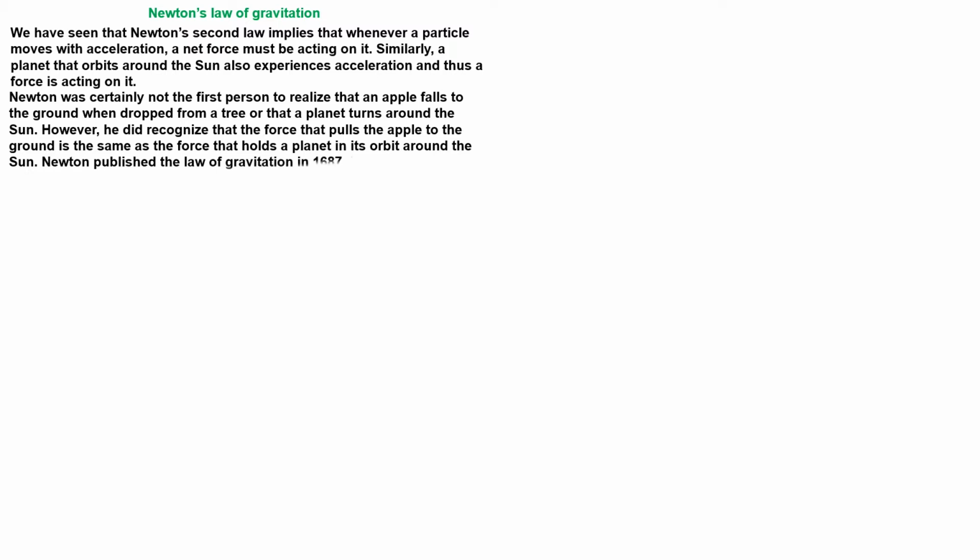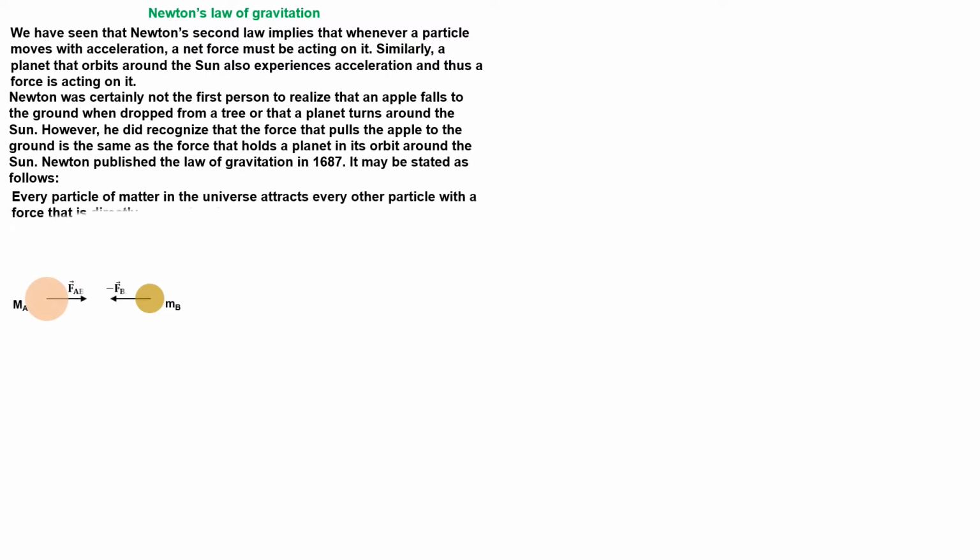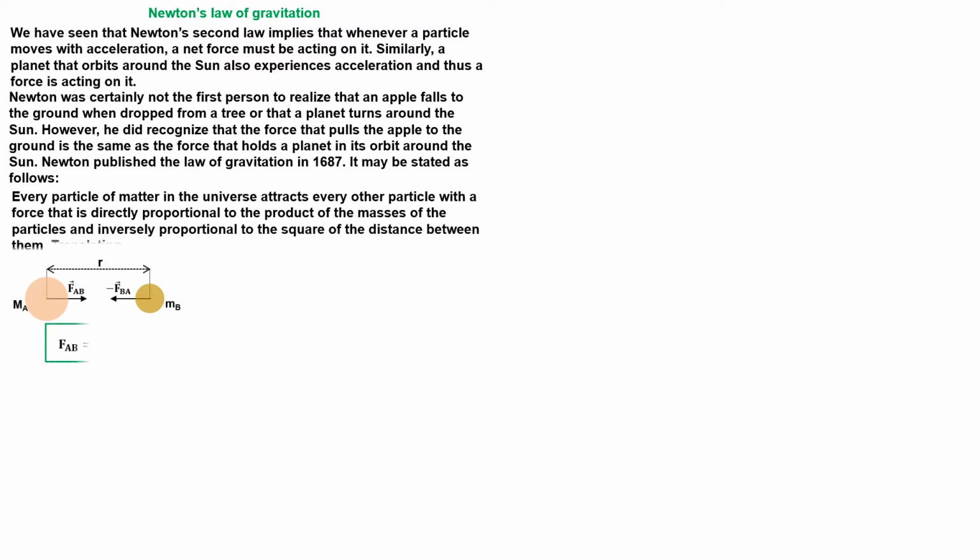Newton published the law of gravitation in 1687. It may be stated as follows. Every particle of matter in the universe attracts every other particle with a force that is directly proportional to the product of the masses of the particles and inversely proportional to the square of the distance between them. Translate this into an equation. We have the following equation.